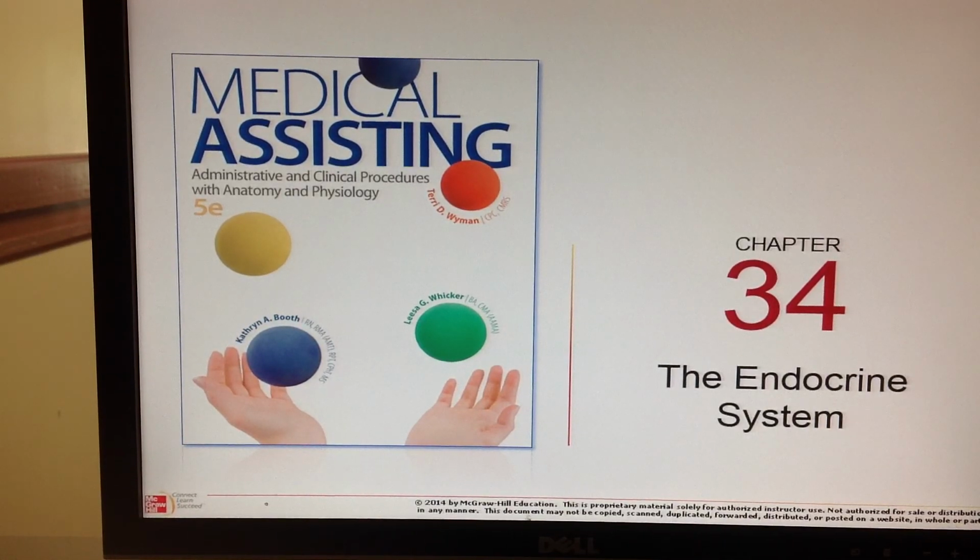Chapter 34, which actually in your textbook begins on page 657, is about the endocrine system. So the endocrine system is all about hormones. And hormones pretty much control everything about you.